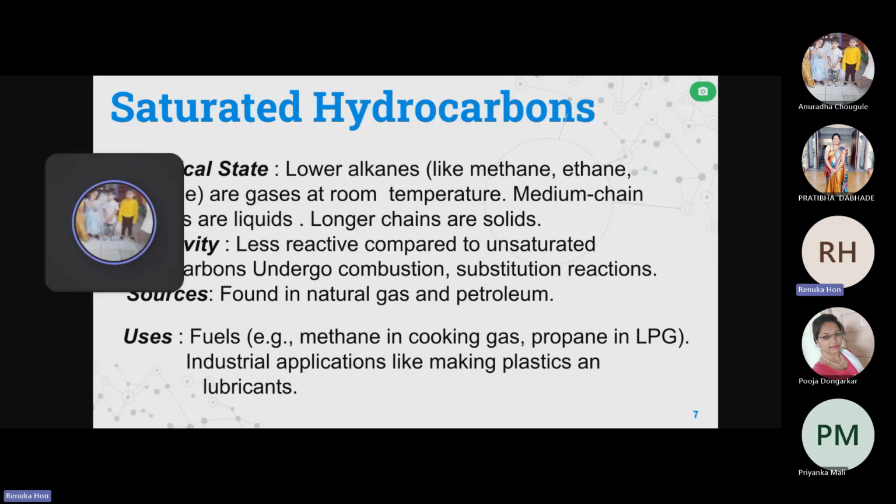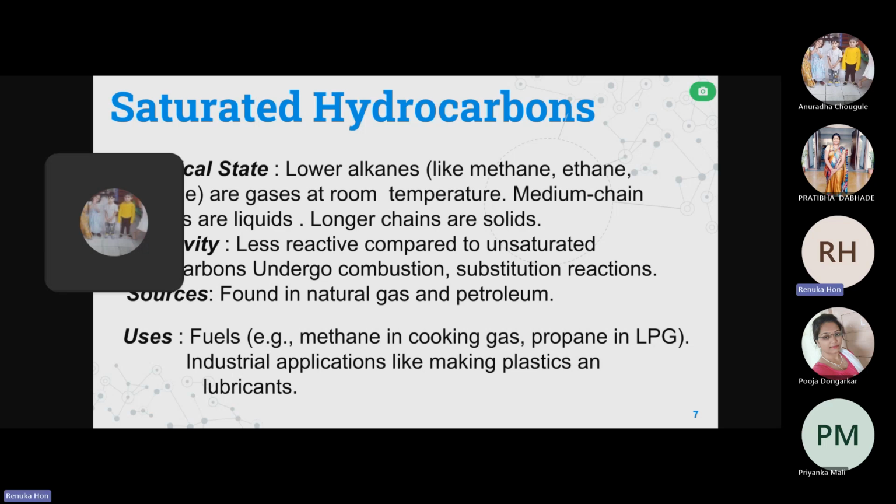What is the long form of LPG? LPG, liquid pressurized gas. Okay. Here in LPG, gas is used, but when we say liquid pressurized gas, it means that propane is a gas and it is pressurized in the cylinder. Due to pressure, the gas is converted into liquid. Hence, liquid pressurized gas. This is one of the uses of saturated hydrocarbons.